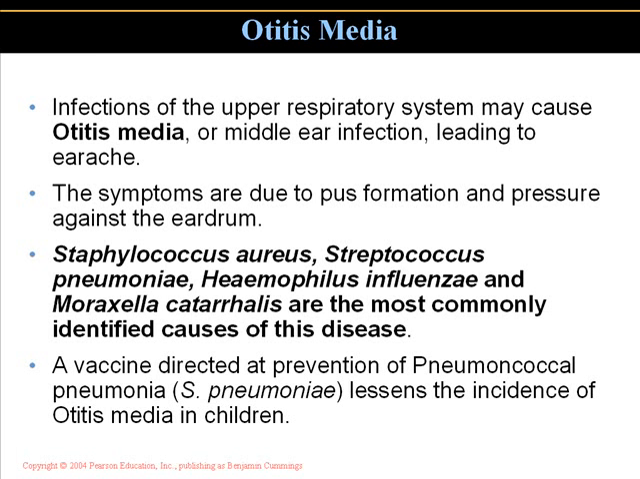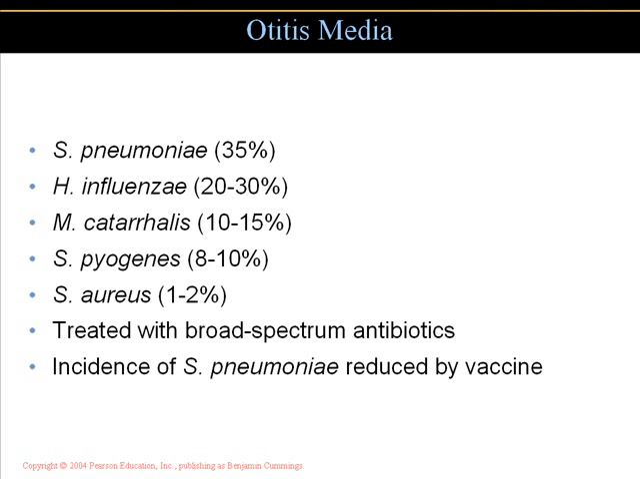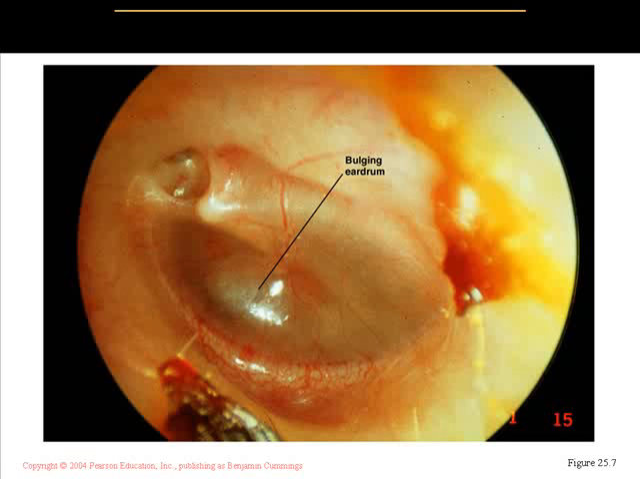A vaccine has been directed to treat this, a pneumococcal pneumonia vaccine, which lessens the incidence of otitis media. I haven't really seen that to be true. That's what's reported, but I haven't seen a decrease in the number of otitis by people vaccinated. Otitis media organisms, again: strep pneumonia, Haemophilus influenza, Moraxella catarrhalis is also another organism, pyogenes, and Staph aureus also seen.